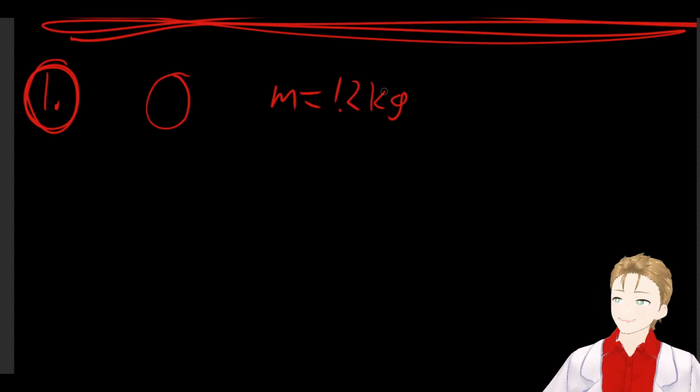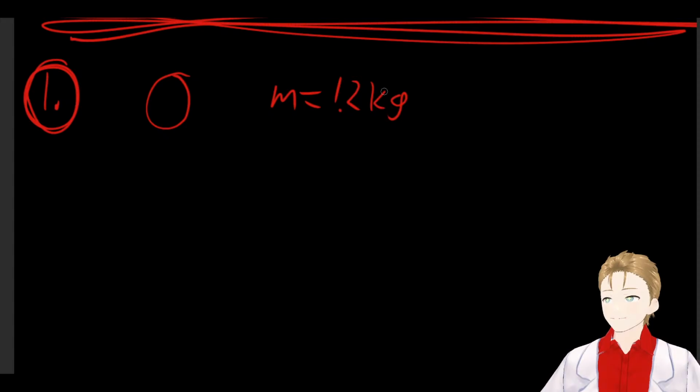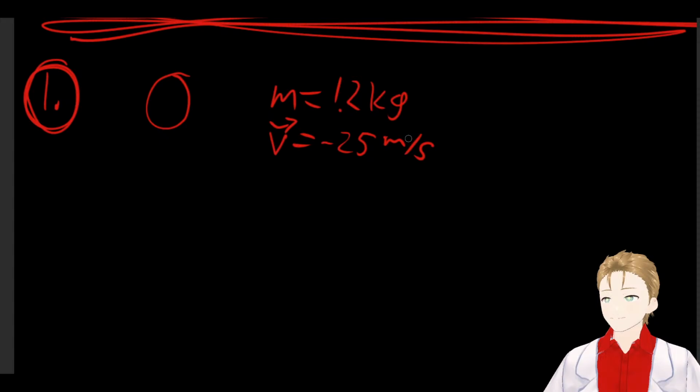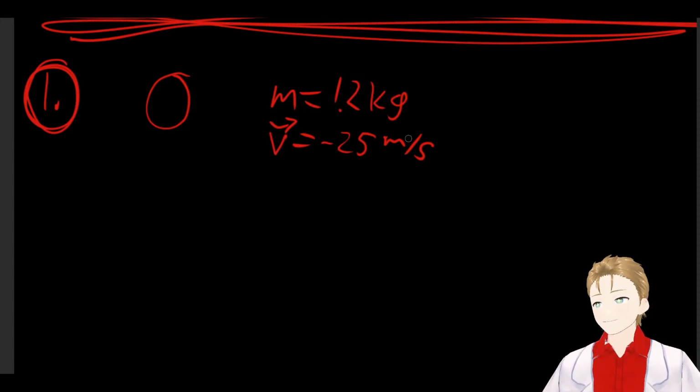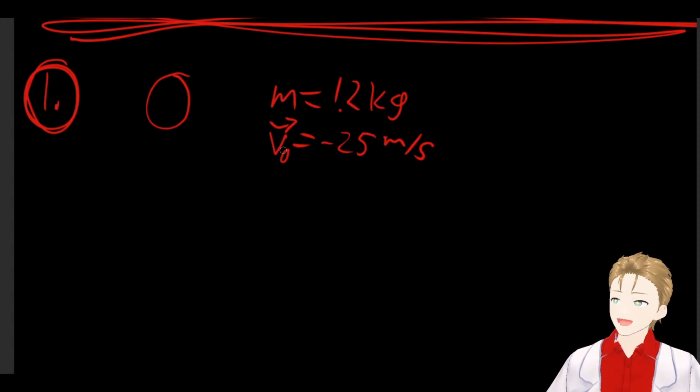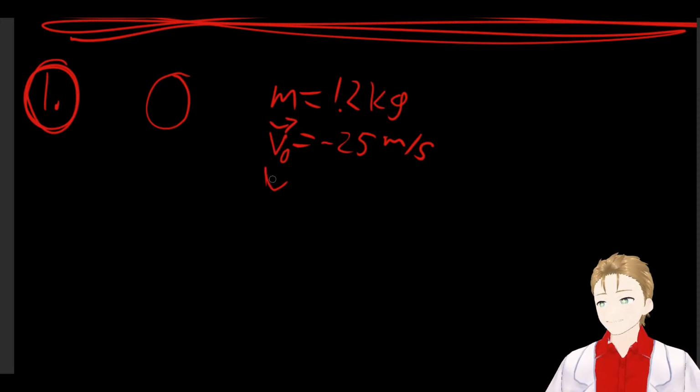And then we have a speed. Weirdly, the question says speed, but I think it means velocity. I'm gonna say velocity of negative 25 meters per second. It hits the ground. I'm gonna call it no initial. I'm not gonna do 0. Or is it going up? Rebounds.